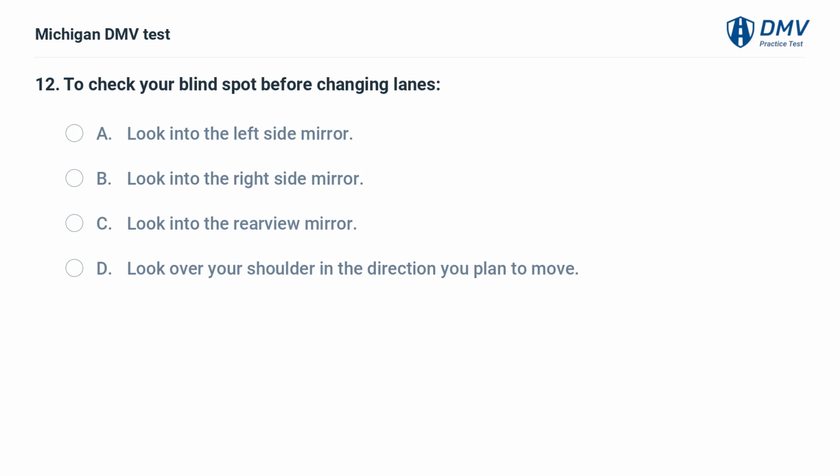To check your blind spot before changing lanes. A. Look into the left side mirror. B. Look into the right side mirror. C. Look into the rearview mirror. D. Look over your shoulder in the direction you plan to move.